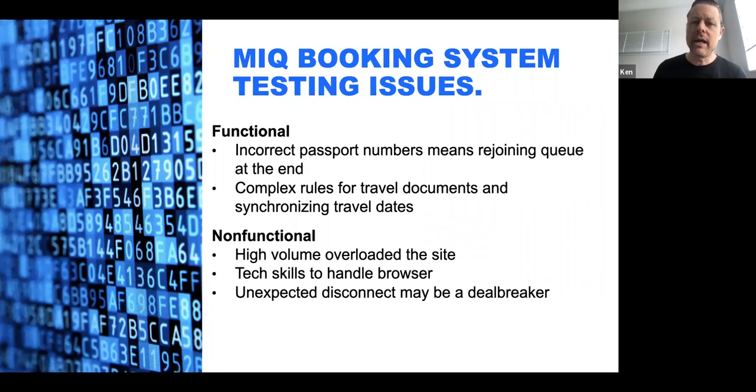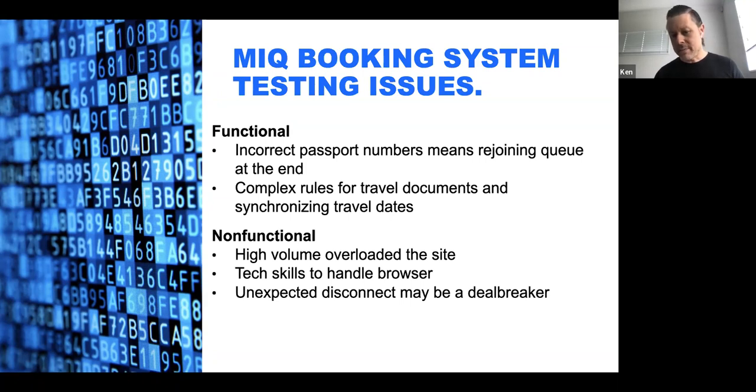And if you've had a look at the MIQ booking system on the MBIE website, it is quite complex and somewhat unforgiving. So when you arrive, you have to enter your passport number and you're sat in a waiting room. And when the room releases happen, then you essentially join a queue, and the queue is randomized. So there's quite complex rules for travel documents.